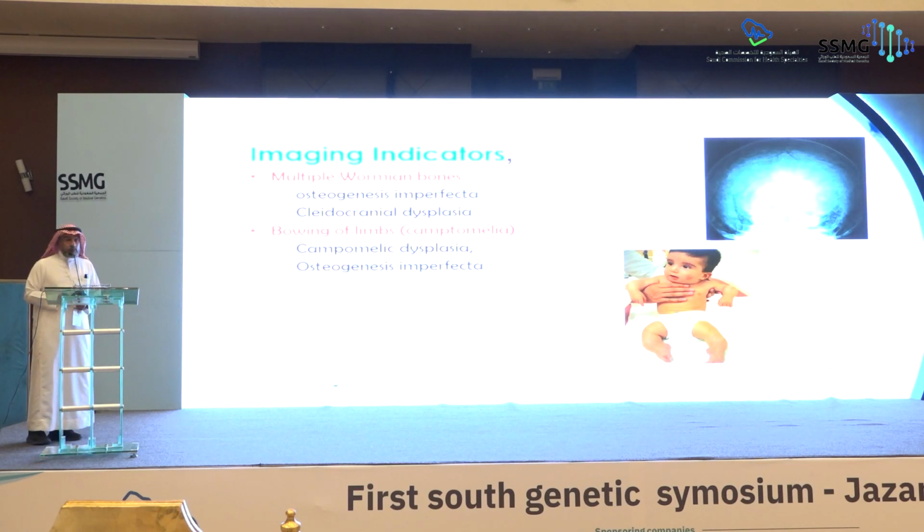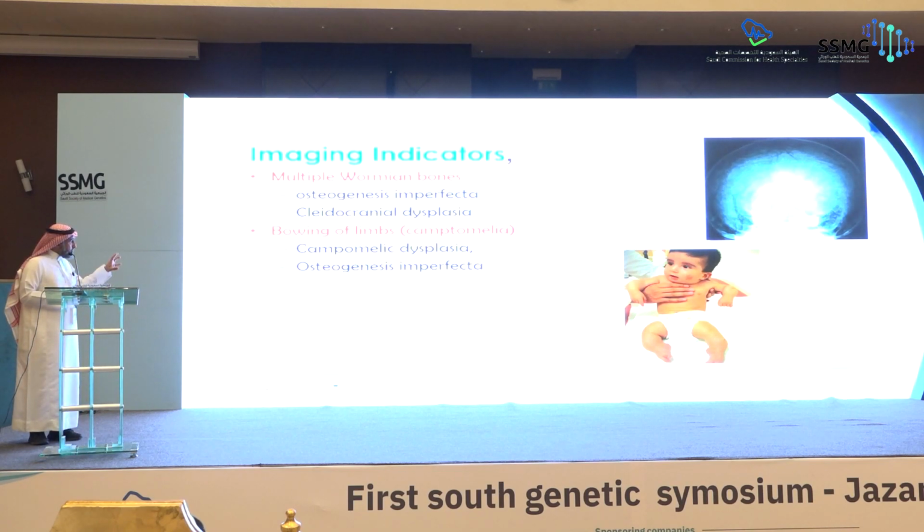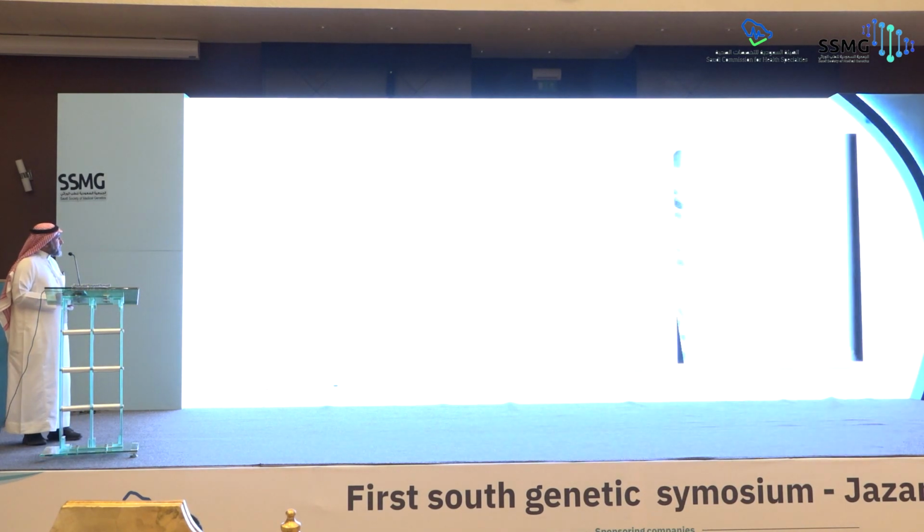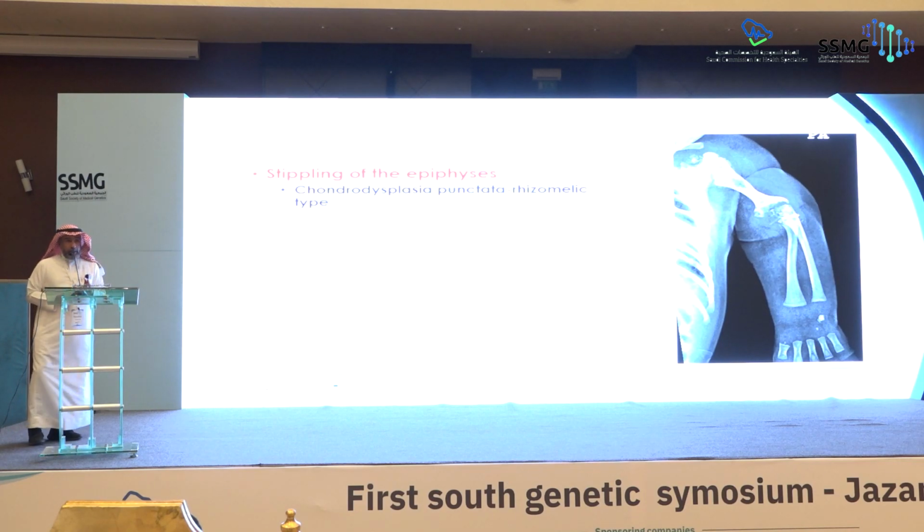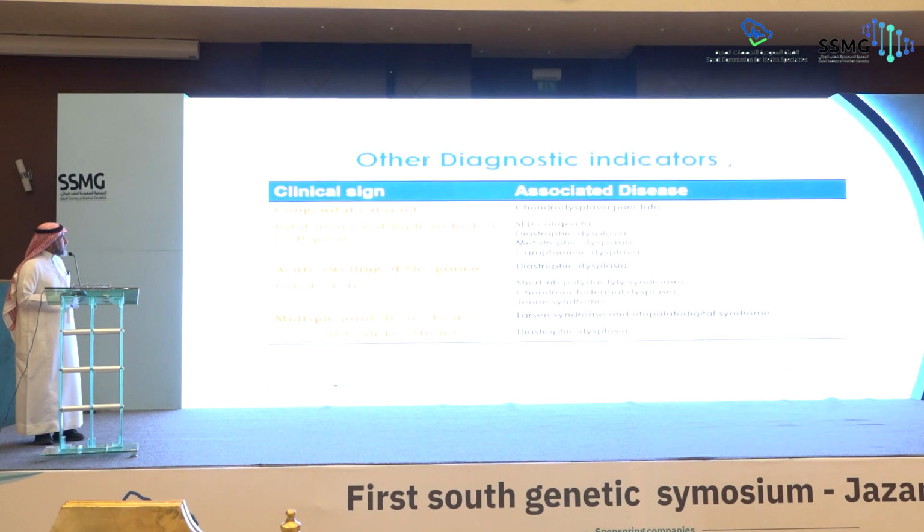X-rays can also help you: poorly formed bones in osteogenesis imperfecta and cleidocranial dysplasia. Bowing of limbs, mid-shaft bowing, is an indication that you should probably think of campomelic dysplasia or OI. Again, I guess every geneticist will have the right diagnosis. The pediatricians, if they think of a disease with calcification, will think of rhizomelic chondrodysplasia punctata. So punctate calcification is a well-known phenomenon that happens in peroxisomal biogenesis disorders.